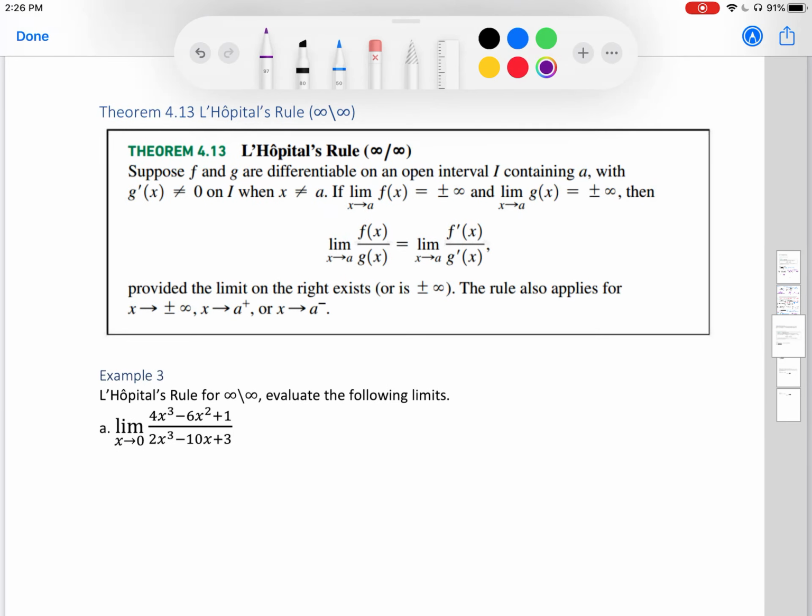Theorem 4.13, L'Hopital's rule, infinity divided by infinity. Suppose f and g are differentiable on an open interval I containing a with g prime of x not equal to 0 on I, where x is not equal to a. If the limit as x approaching a of f of x equals plus or minus infinity, and the limit as x approaching a of g of x equals plus or minus infinity, then the limit as x approaching a of f of x divided by g of x equals the limit as x is approaching a of f prime of x divided by g prime of x.